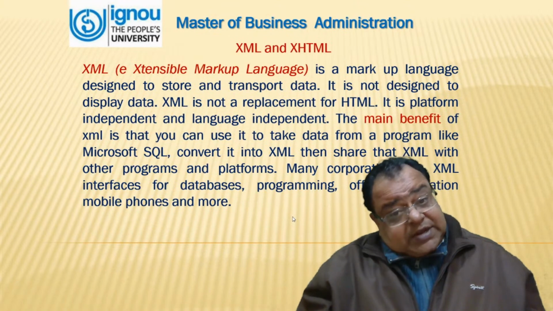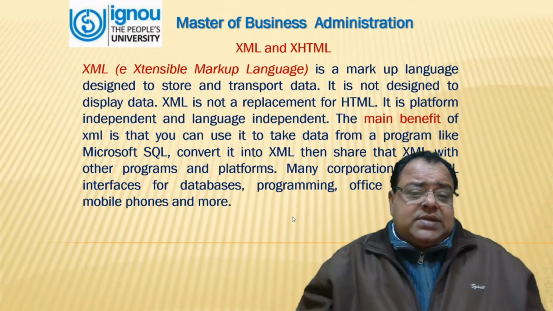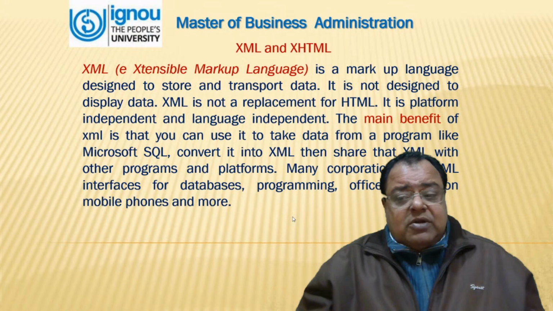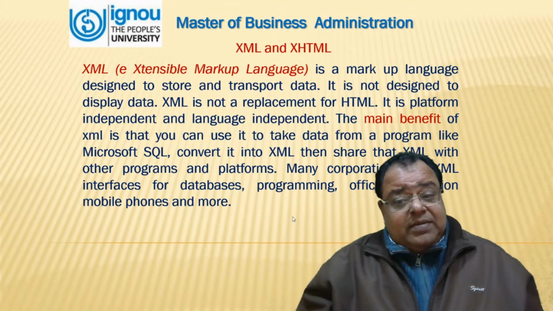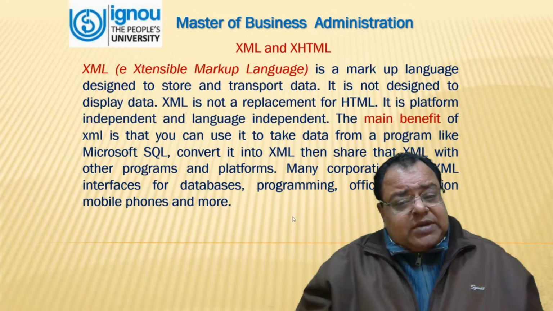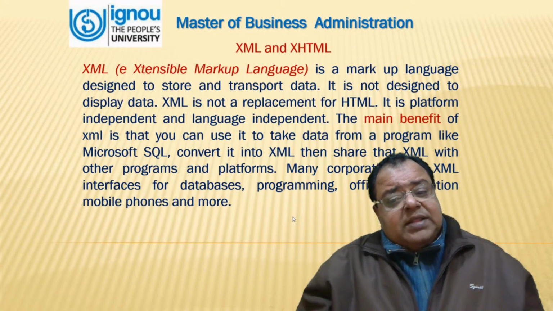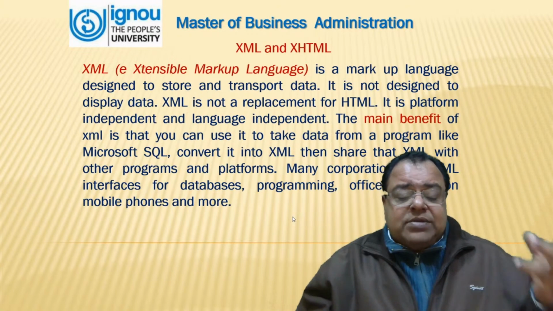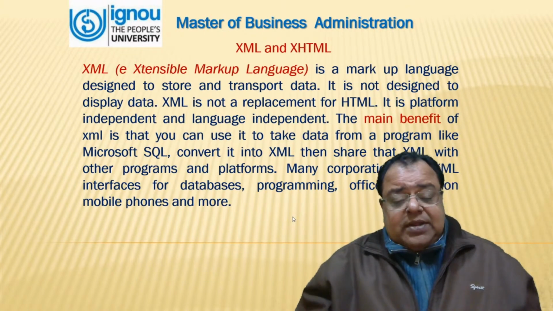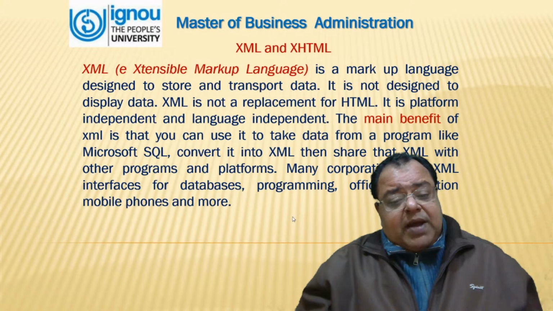XML and XHTML. XML is Extensible Markup Language. It is a markup language designed to store and transport data. It is not designed to display data. XML is not a replacement for HTML. It is platform independent and language independent. The main benefit of XML is that you may use it to take data from a program like Microsoft SQL, convert it into XML, then share that XML with other programs and platforms. Many corporations use XML interfaces for databases, programming, office applications, mobile phones, and more.